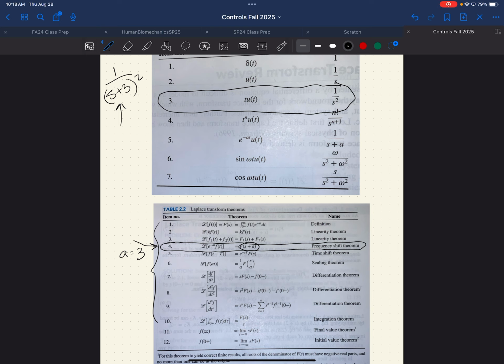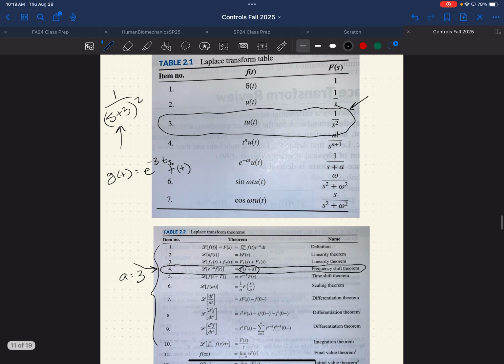So we know that if we were to have some function g of t that was just e to the minus 3t f of t, what do you think our f of t is? Shane? Right. We need to refer back to here.